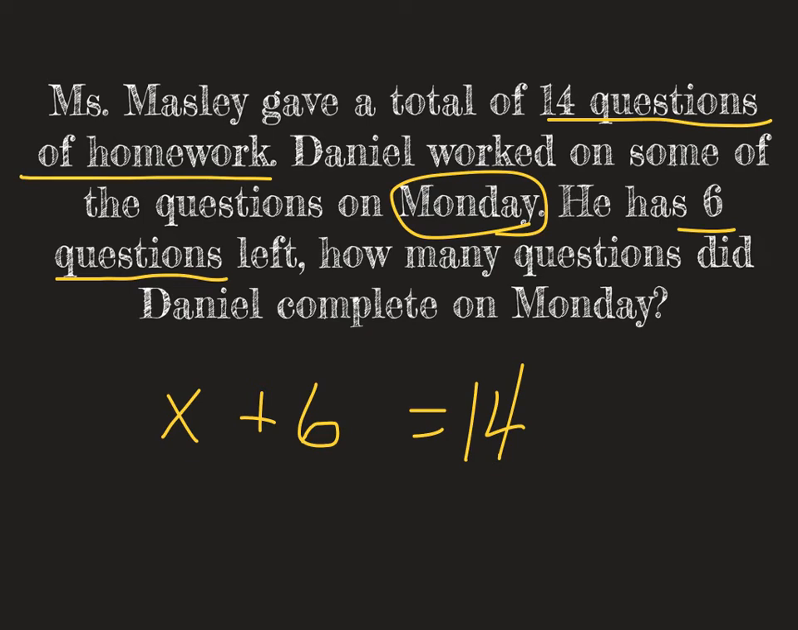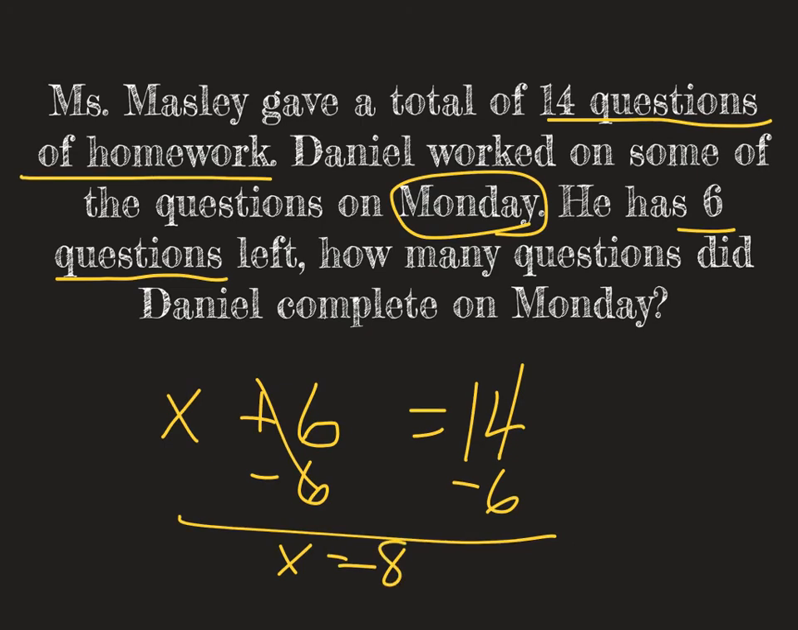So how would we figure that out? We would figure that out by subtracting to see how many he did. You would do 14 minus 6. But when you're writing equations down, you want to think about what is the opposite operation of how to solve it. Because now when we look at how to solve this problem, we just want to do minus 6 on both sides. And you'll get X equals 8. That's how many questions he completed on Monday.